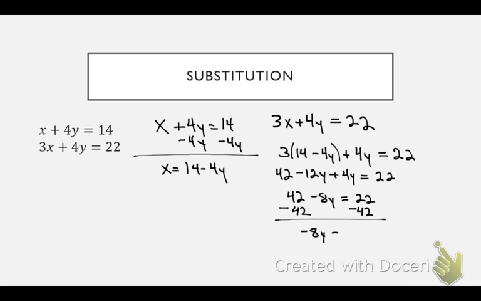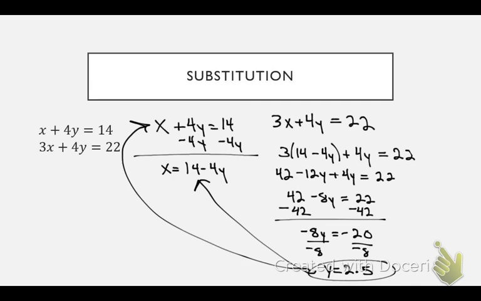Negative 8y equals negative 20. Divide both sides by negative 8. Y equals 2.5. Okay, now what can I do with that? 2.5 to find x. I plug it back into one of the original equations, okay? So technically, I could plug it back in here. I could plug it back into the original one or this one. It doesn't matter as long as it's one of my original problems.